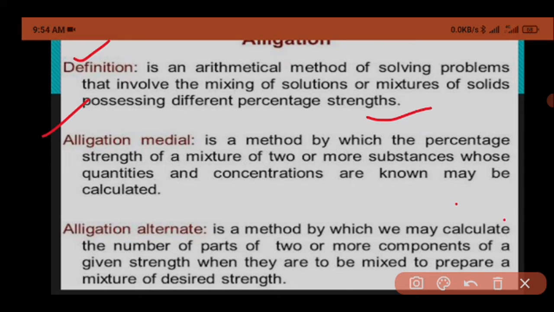Alligation medial is a method by which the percentage strength of a mixture of two or more substances, whose quantities and concentrations are known, may be calculated. Alligation alternate is also a method by which we may calculate the number of parts of two or more components of a given strength when they are to be mixed to prepare a mixture of desired strength.